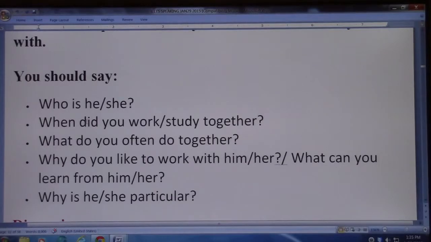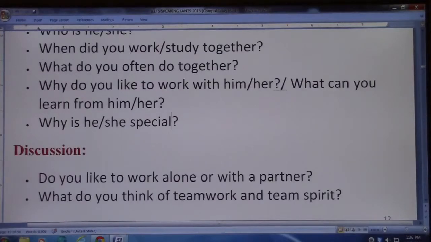So who is he or she? What did you work or study together? What do you often do together? Why do you like to work with him or her? What can you learn from him or her? Why is he or she special? I would say special, not particular. The word should be special.